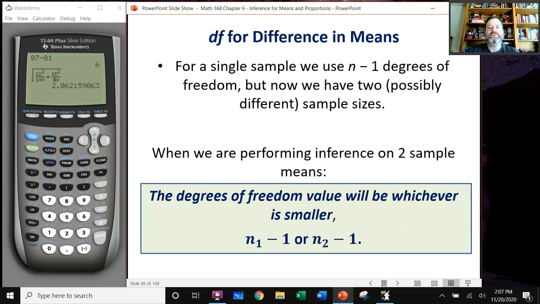For a single sample, we use n-1 degrees of freedom, but now we have two possibly different sample sizes. When we're performing inference on two sample means, the degrees of freedom value will be whichever is smaller, n1 minus 1 or n2 minus 1. So the df comes up when we use the t-distribution, just like we did in section 6.2. And in section 6.2, the df was just n minus 1. But here we have two different sample sizes. They could be the same, but most likely they're different. So we just choose n1 minus 1 or n2 minus 1.